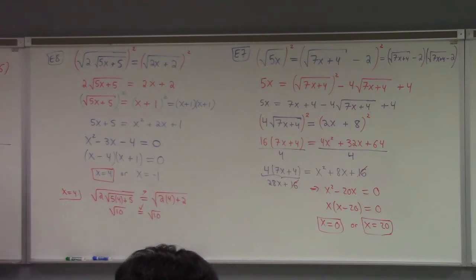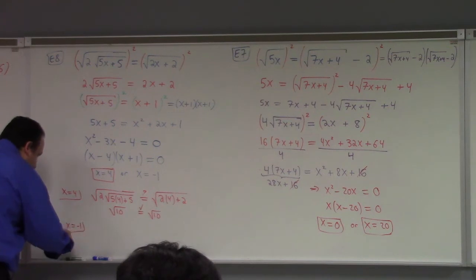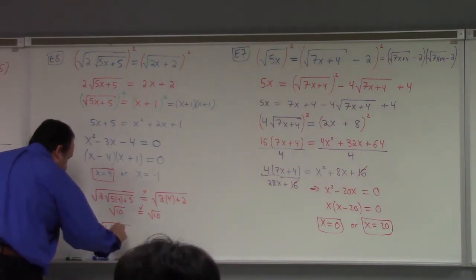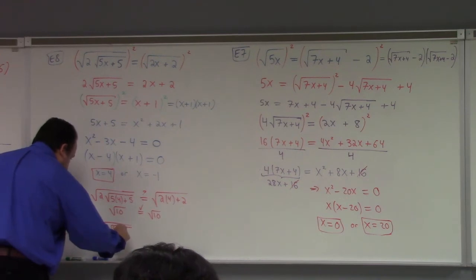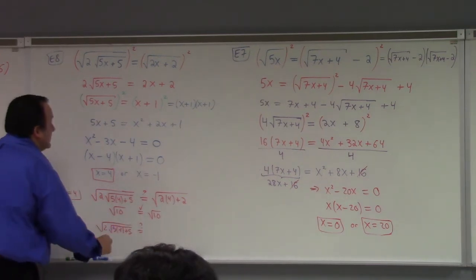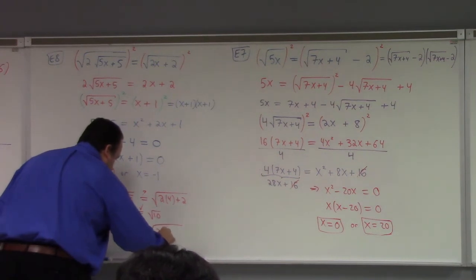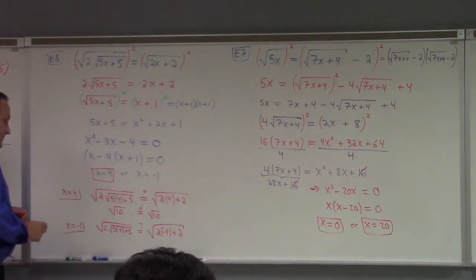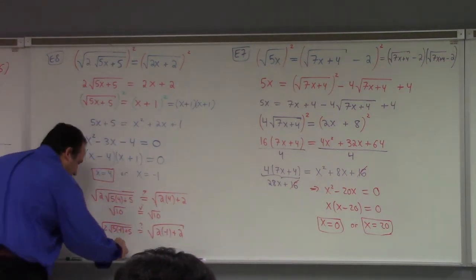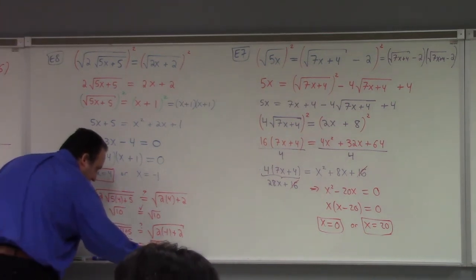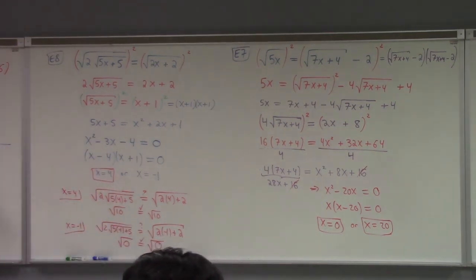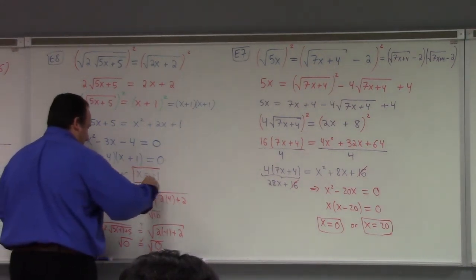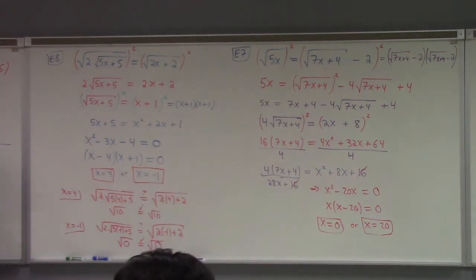How about minus 1? We have the square root of 2 times the square root of 5 times minus 1 plus 5. Is that equal to the square root of 2 times minus 1 plus 2? I mean, 5 minus 5 is 0, so we've got the square root of 0 here. Is it equal to the square root of 0 there? It is. The square root of 0 is 0. 0 equals 0. We have a winner. So here, the solution set has 2 things in it: 4 or minus 1.